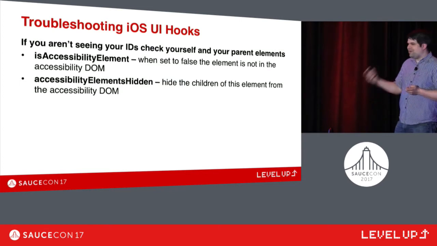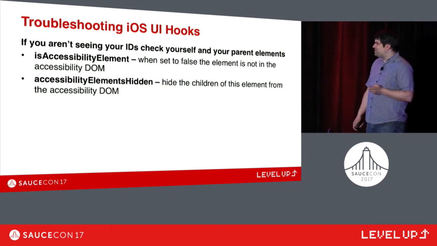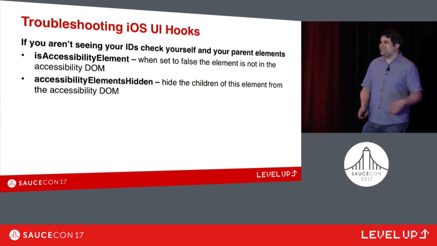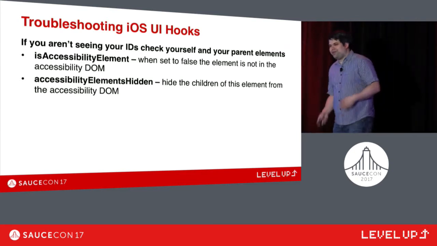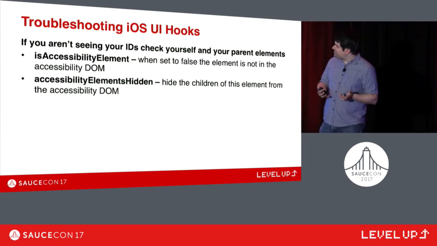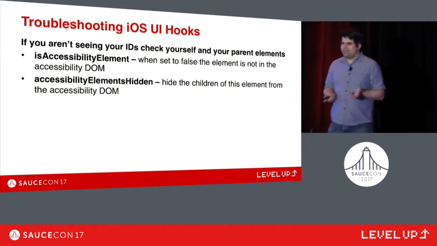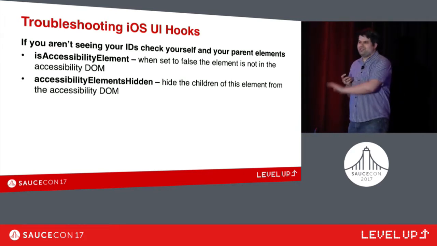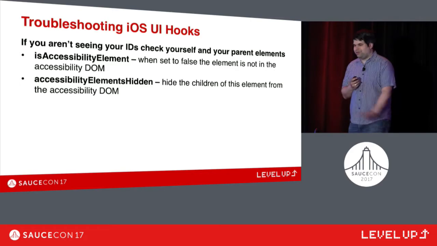Some troubleshooting tips for iOS and Appium. You may need to look at parent elements. There are properties such as accessibility elements hidden and is accessibility element. So if your parent in the UI has accessibility elements hidden, it's not going to show the children in the accessibility DOM, and you won't be able to access them. This is put there for certain kinds of controls where the children elements don't really make sense in the DOM, but you may find that something you add underneath inherits this.